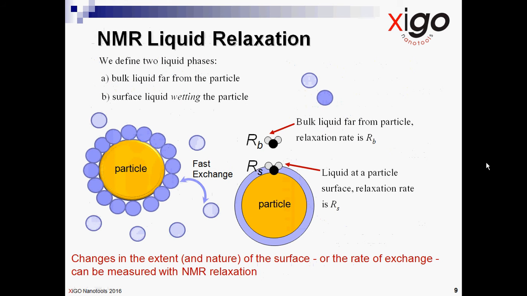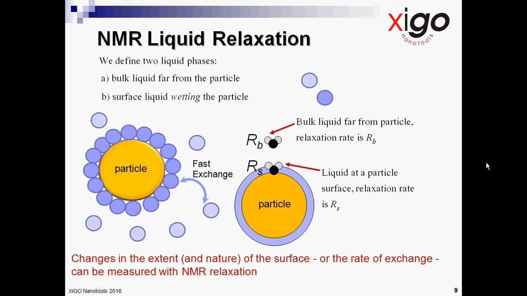Now we define two liquid domains: liquid on the surface of a particle and liquid far away from the particle, the bulk liquid. Liquid molecules on the particle surface, darker blue, relax quickly, on the order of only a millisecond, whereas the liquid molecules far away from the particle, the light blue, relax slowly, on the order of a few seconds. Liquid molecules rapidly switch between the surface and bulk domains. It's called fast exchange, and this motion is quicker than the time scale of a single NMR experiment, and that is why we observe a single relaxation time.